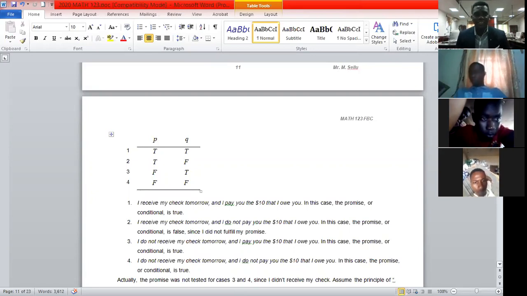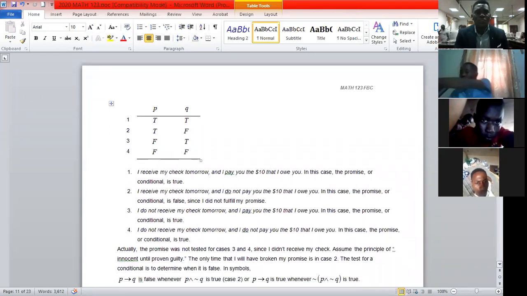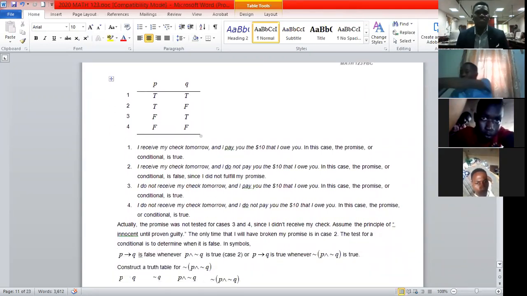The third possibility is that I do not receive my check tomorrow and I paid you the $10. I did not receive my check, but I paid the $10. So the first part is false and the second part is true. Because I did not fail, I have fulfilled my promise, so that statement is true. The fourth condition is I did not receive my check and I did not pay the $10 I owe. It's not a lie. So that is also true.